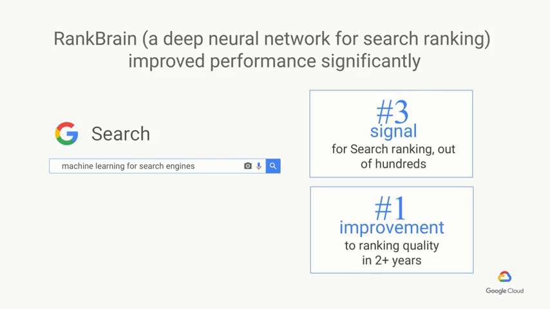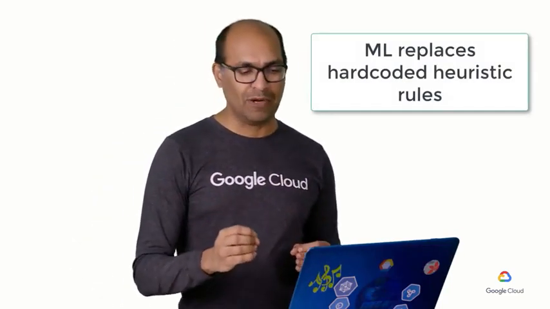It outperformed many human-built signals. We could replace many of the hand-coded rules with machine learning. And the neural network ended up improving our search quality dramatically. Plus, the system could continually improve itself based on what users actually preferred. Replacing heuristic rules by ML. That's what ML is about.